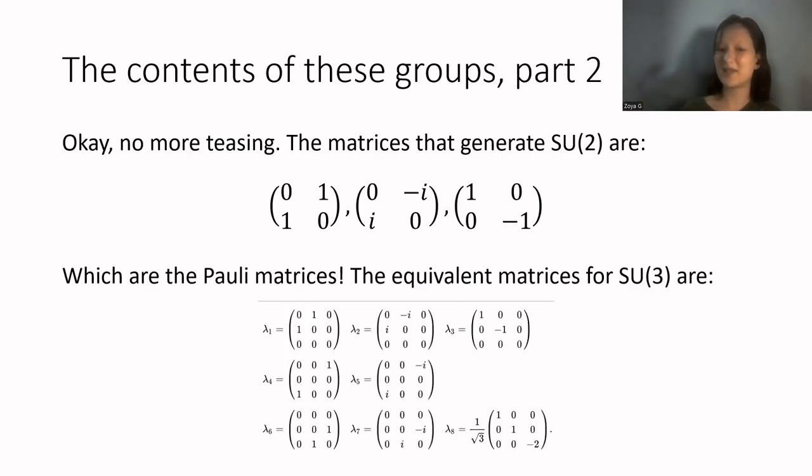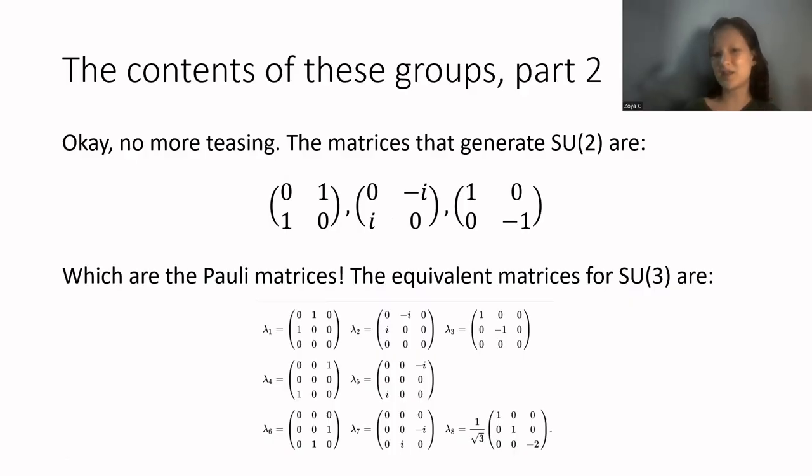Okay, no more teasing. The matrices that generate SU2 are [[0,1],[1,0]], [[0,-i],[i,0]], and [[1,0],[0,-1]], which are the Pauli matrices. You may be familiar with them already. They come up in a lot of places in physics and in linear algebra as well.